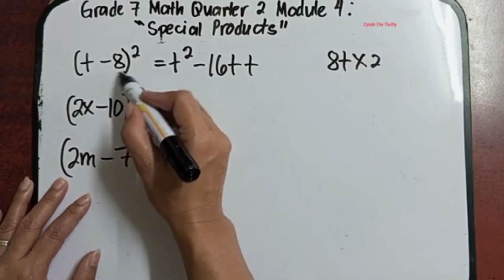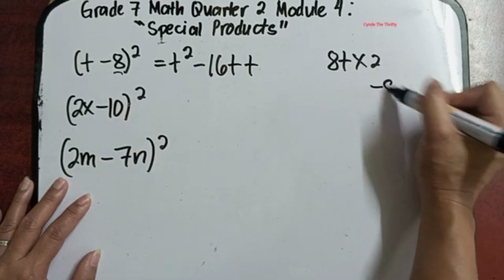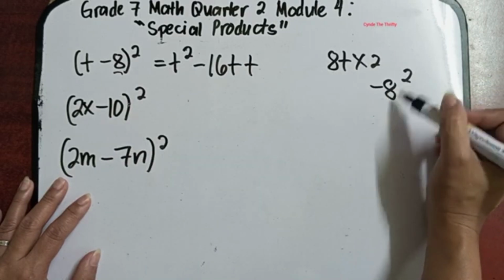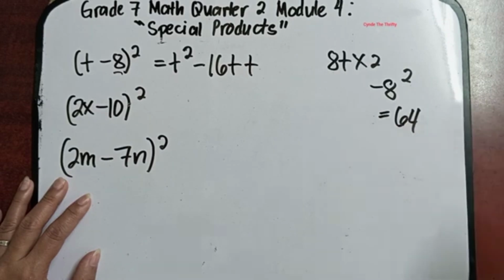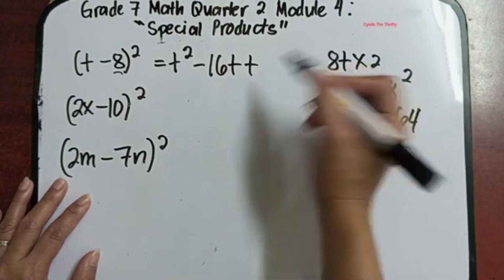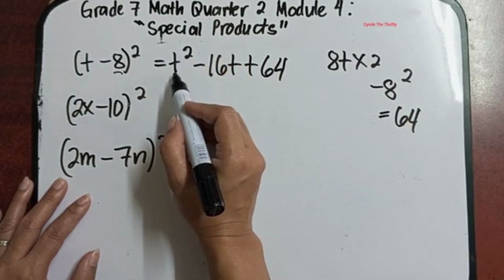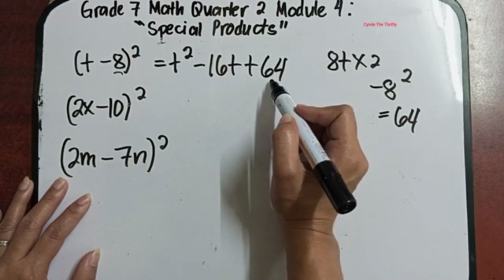And then, lastly, add the square of the last term. So, ang last term natin is negative 8. So, kapag i-square natin si negative 8, negative 8 times negative 8 is equal to 64. So, i-add na natin si 64 dito. Okay, so ito na yung sagot natin. T squared minus 16t plus 64.